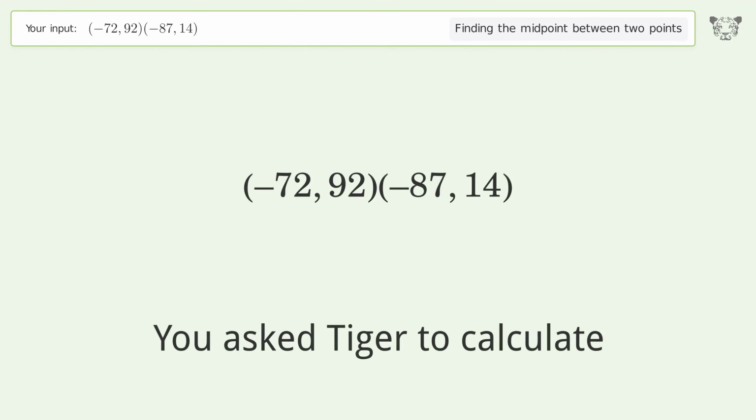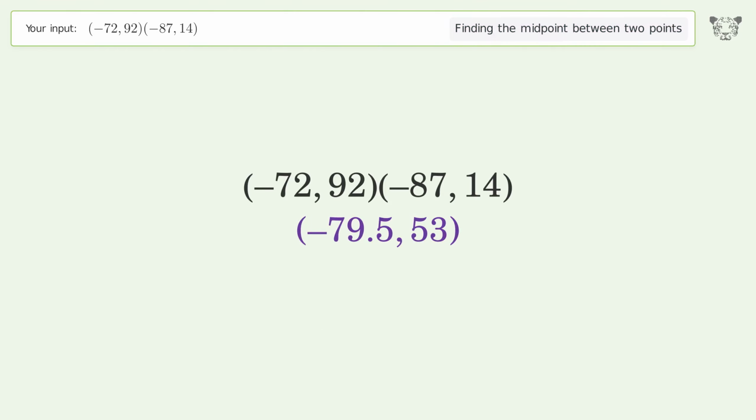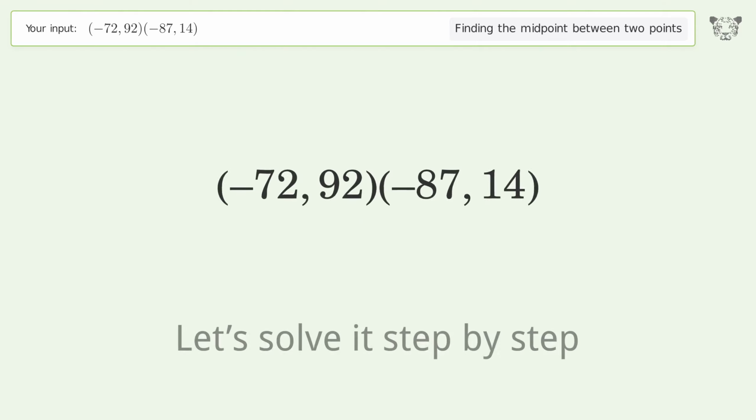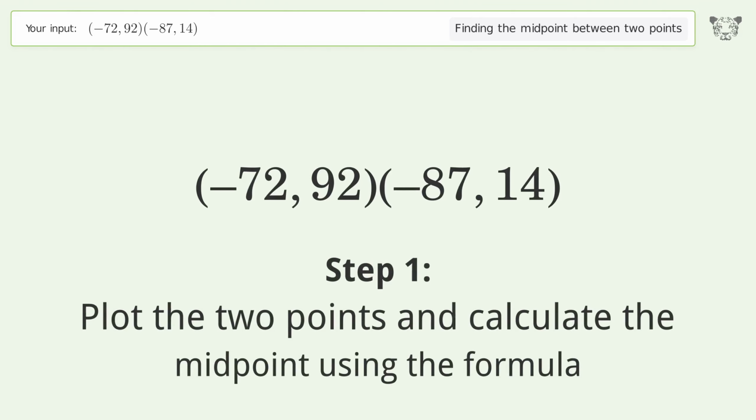You ask Tiger to calculate. This deals with finding the midpoint between 2 points. The midpoint between the 2 points is negative 79.553. Let's solve it step by step. Plot the 2 points and calculate the midpoint using the formula.